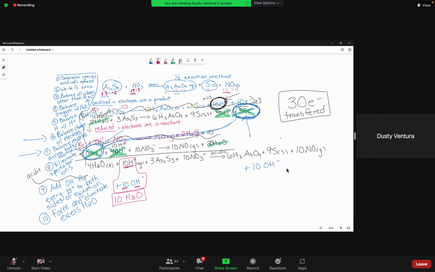Now you need to eliminate any excess waters, which we don't have any on the right. We just added to our water situation. So we now have 14 waters on the left because we had 4 and then we just added 10. So this is my answer, balanced in basic media. And you know that you've got it to basic because now you have an excess of OH, and that is a base.